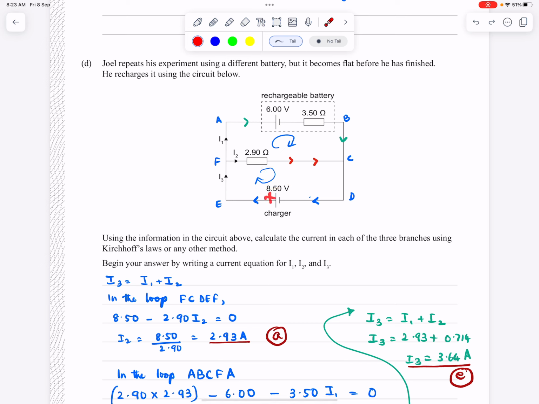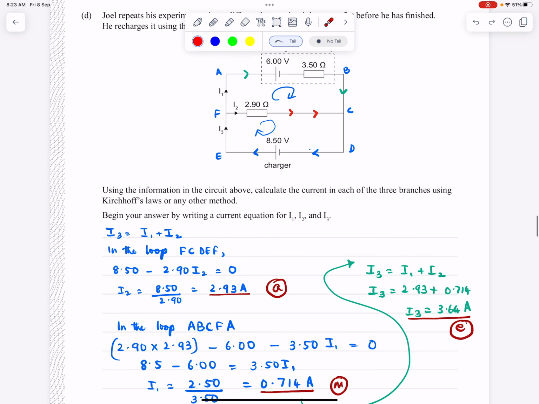So when you come out of the positive end of the battery, I put a plus sign, so plus 8.50. And then you're going with the current. So the current carries more energy before entering the resistor. So it's minus 2.90, which is resistance times current is voltage. So 2.90 times I2, and I got the value for I2. Now I know the voltage across this. Now I'd get the next loop here.